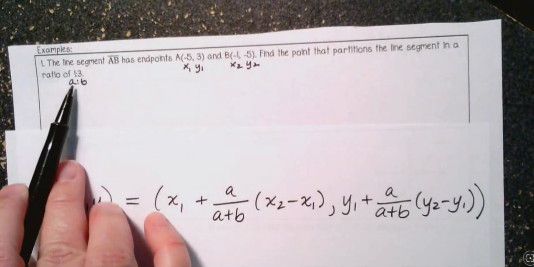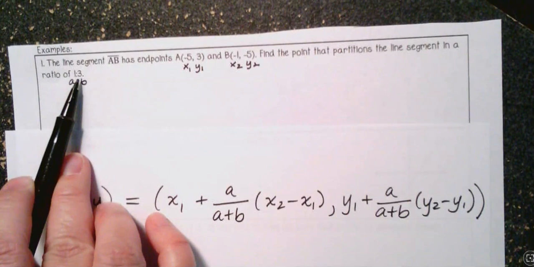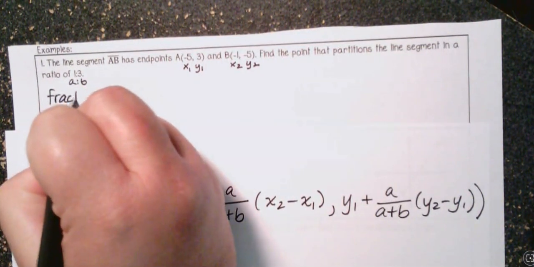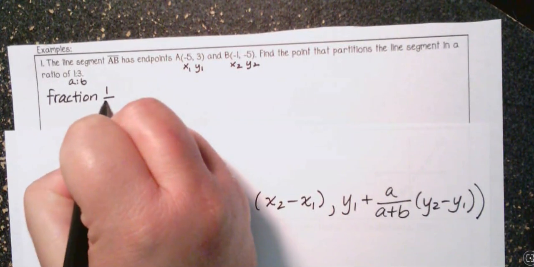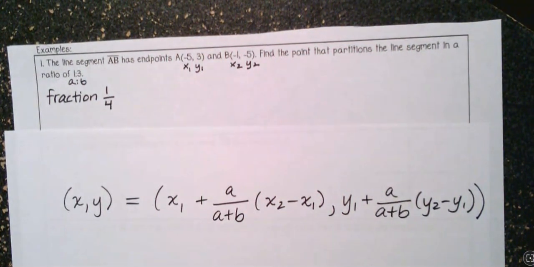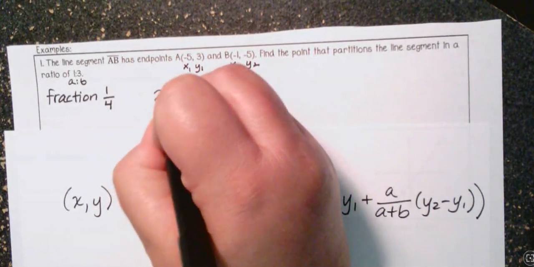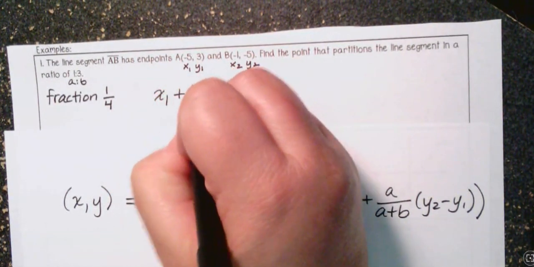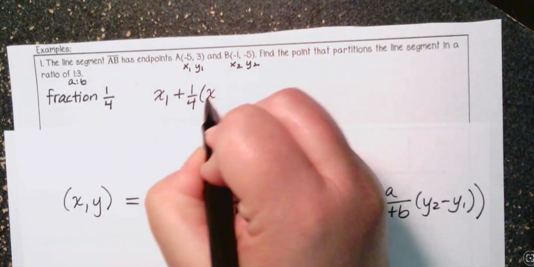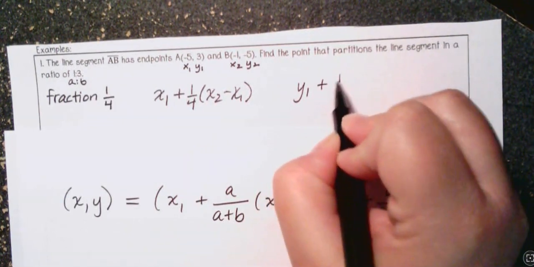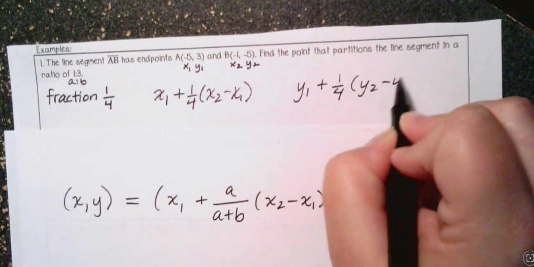Now the fraction here, if we have a ratio of 1 to 3, that means 1 piece is before our point and 3 pieces are after the point, which means we have a total of 4 pieces. So as a fraction, we are going 1 part out of the total of 4 pieces. So that's what A over A plus B is. It's that fraction. So my X value is going to be X1 plus 1/4 of X2 minus X1. And my Y part is going to be Y1 plus 1/4. The fraction's the same for both of them.